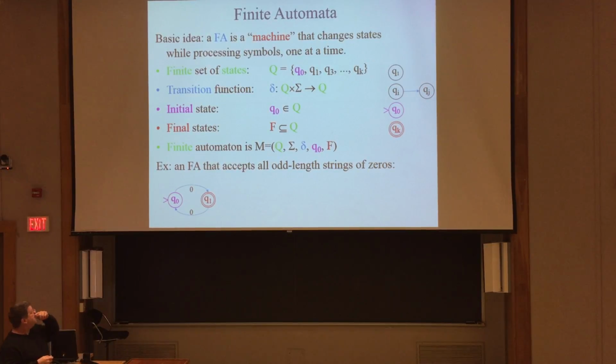Q1. In fact, if you see any odd number of zeros, you'll always be in Q1. If you see an even number of zeros, you'll be back in Q0 because you're jumping back and forth. So this little machine, this finite automaton, counts parity, the number of zeros you're seeing in the input, assuming sigma is only zero. The alphabet only contains the character zero and nothing else. We're not concerned about ones right now; ones are not even in the input, so we don't even expect to see them. How many understand this machine will accept all odd-length strings made of zeros? And no even-length strings made of zeros.